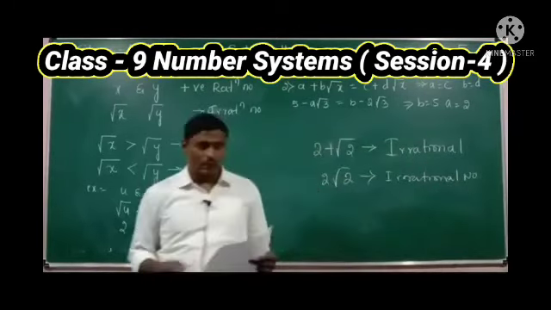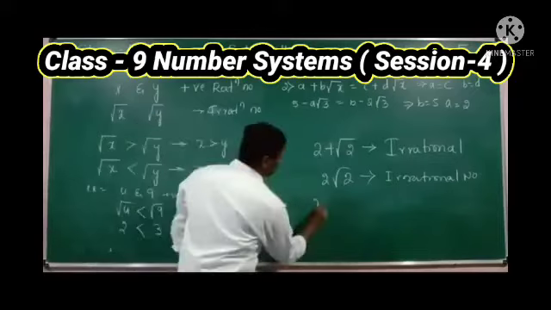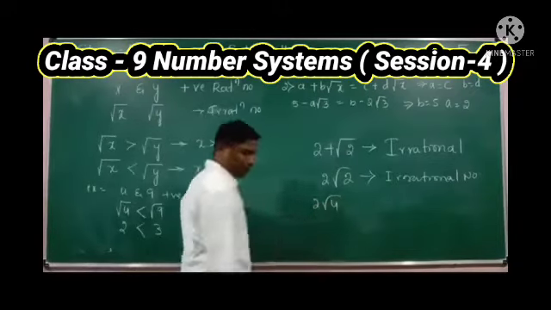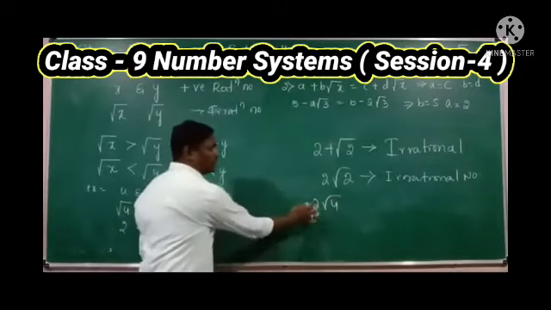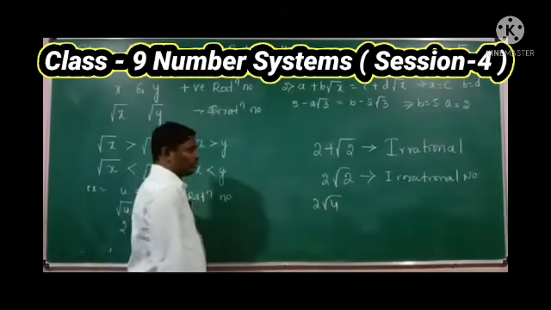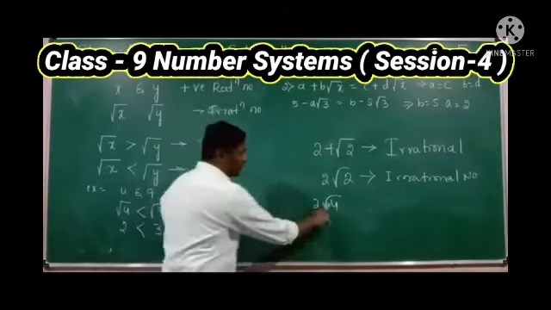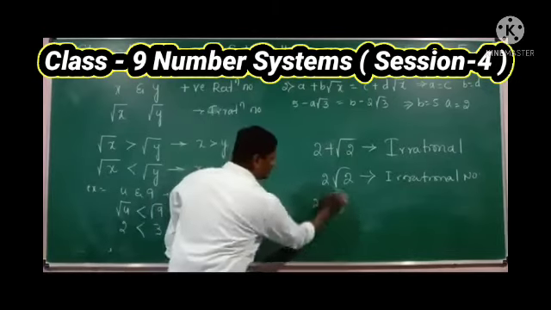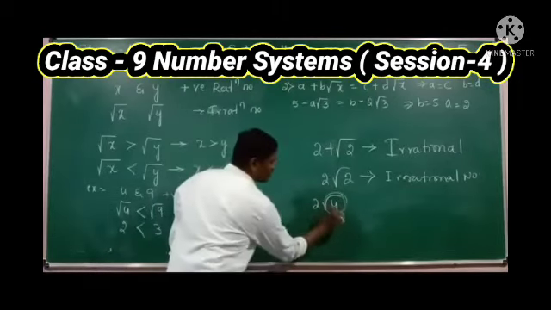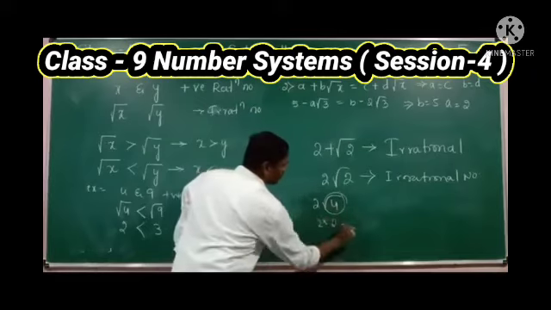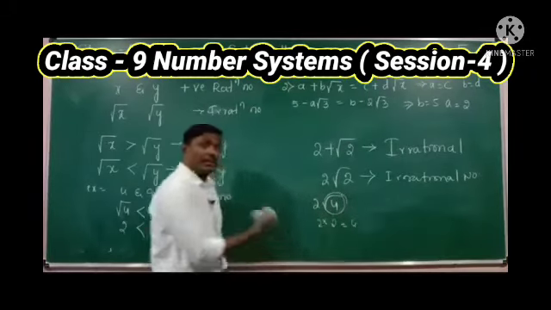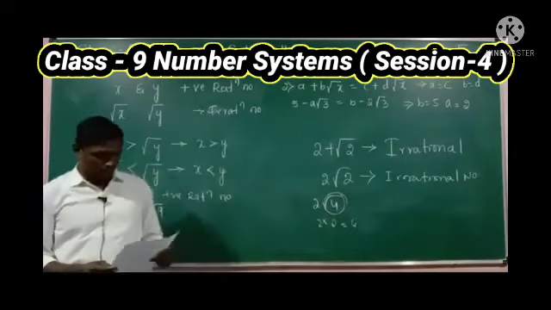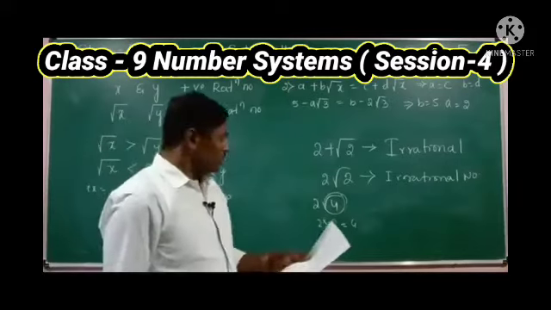But these conditions will not be satisfied in some cases. For example, 2 root 4. 2 is a rational number, but the square root of 4 is not an irrational number. What is the square root of 4? It is 2, and 2 into 2 is 4. 4 is again a rational number only. Okay, next, see the next one.